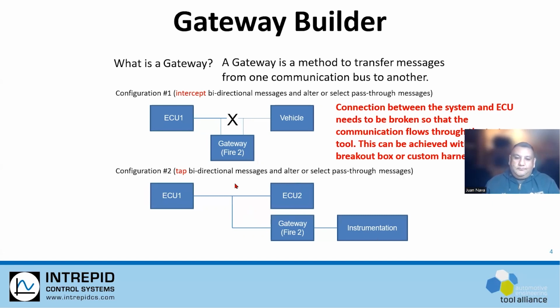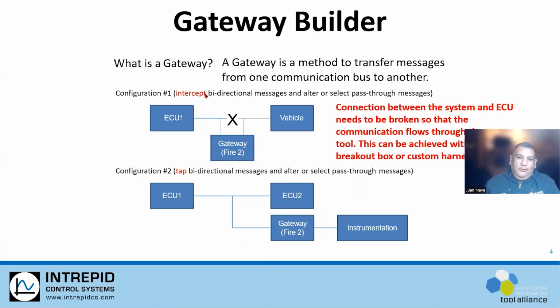Gateway Builder does let us change the type of communications over to a different protocol. So for example, if the communication between ECU1 and ECU2 is CAN-FD with BRS, with the bit rate switch on, but we need CAN-FD without the bit rate switch, we can go into our Gateway Builder and modify that communication to be without the bit rate switch, or we can switch that over to regular CAN.